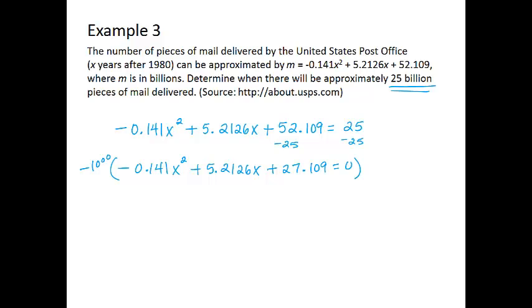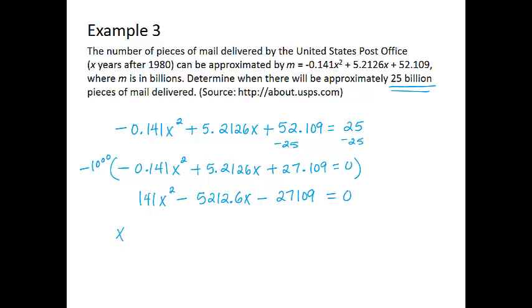So multiplying by negative 1,000, we get a positive 141x squared, minus 5212.6x, minus 27109 equals 0. And at this point, we can use the quadratic formula to solve this equation.